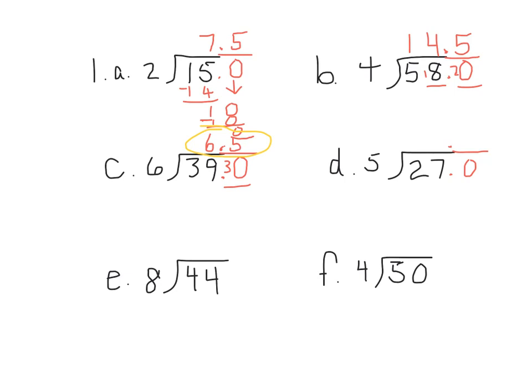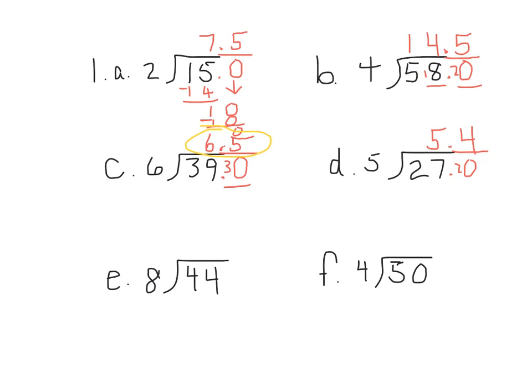5 into 27 would go 5 times. 5 times 5 is 25, so I'm going to have 2 remainder. I'll put that in front of my next digit. 5 into 20 goes 4 times, and 4 times 5 is 20, so I had 0 remainder. My answer is 5 and 4/10.